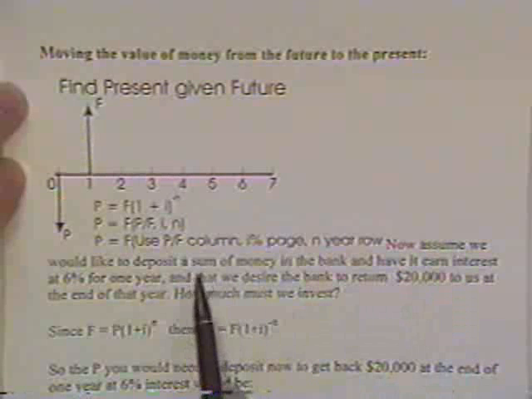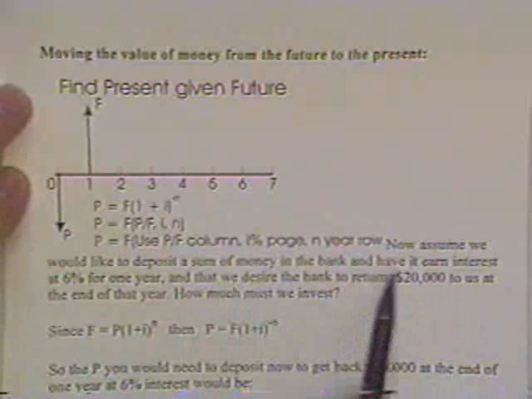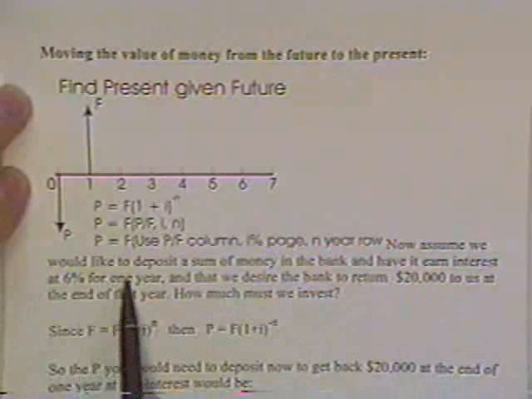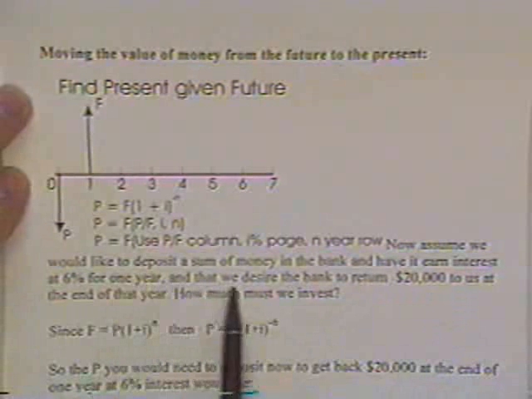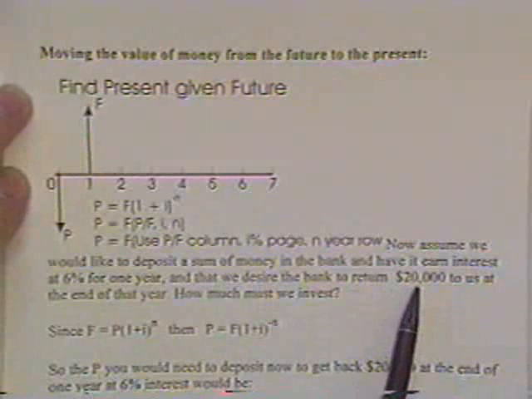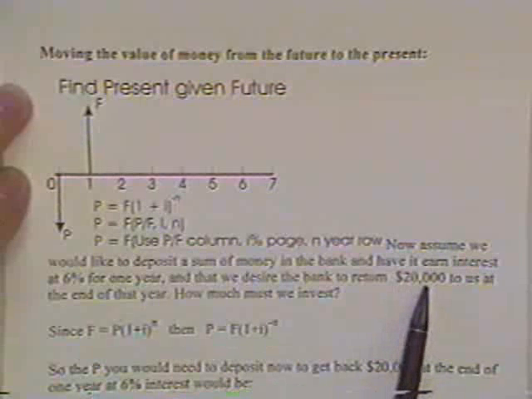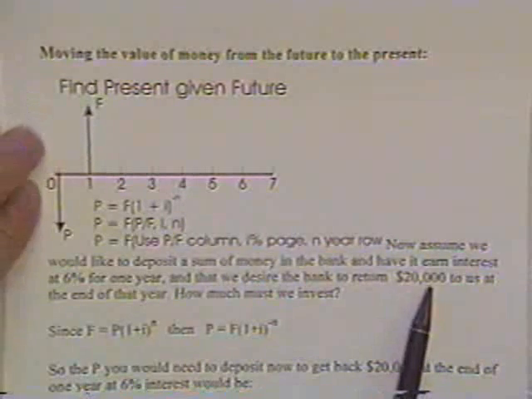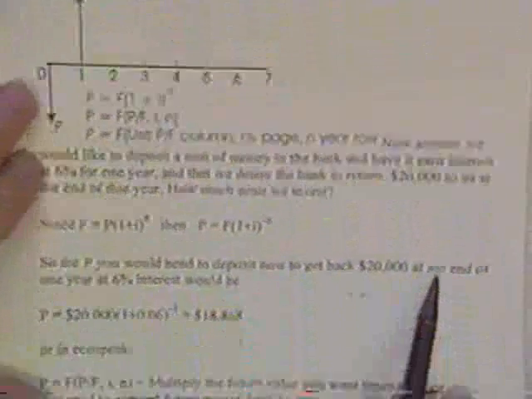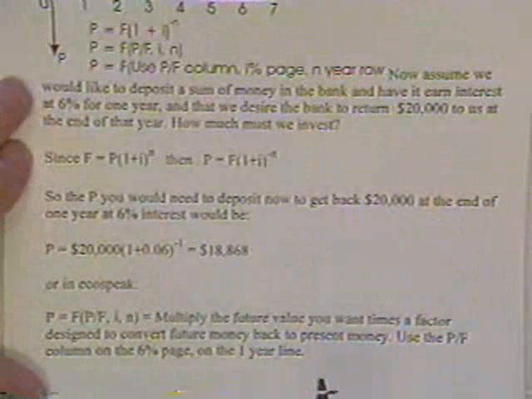For example, let's assume that we like to deposit some amount of money in the bank, have it earn interest at 6% for 1 year, and at that time we'd like for the bank to give us $20,000 because that's how much we need for the car. We don't quite have enough for the car right now. How much must we invest now in order to have the bank return to us the money we desire, $20,000?